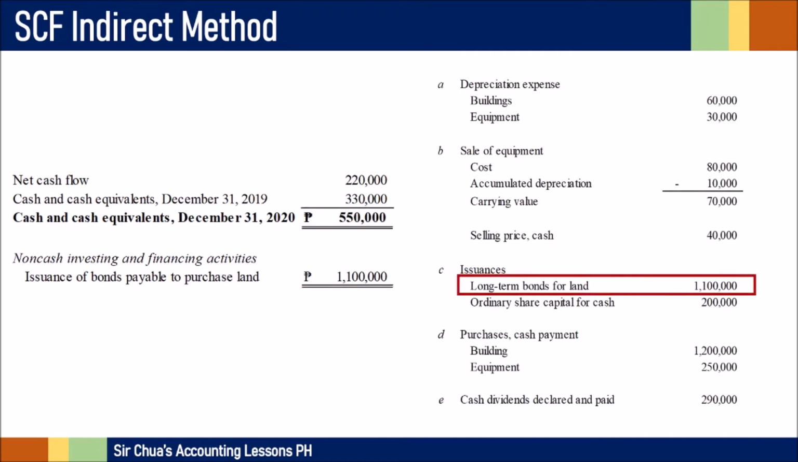Now, in note disclosure, you should disclose this. As you can see, we issued long-term bonds, but we purchased land on that transaction. So there is no cash involved, but you issued long-term bonds, so that is a financing activity but non-cash. But you purchased land using those bonds, which is an investing activity that is also non-cash. So you report it in the notes, any non-cash investing and financing activities for 1,100,000.